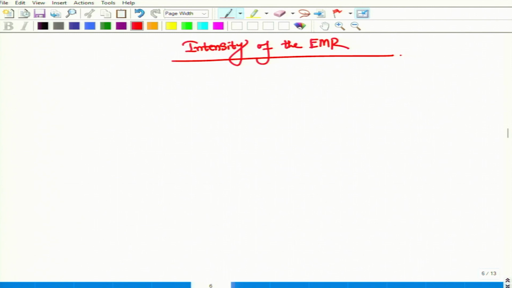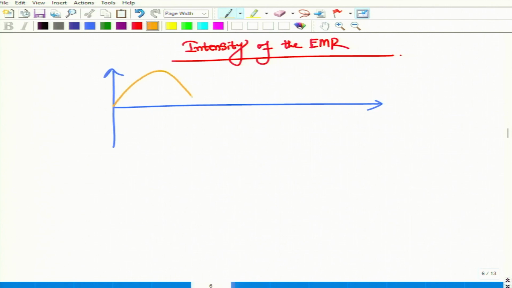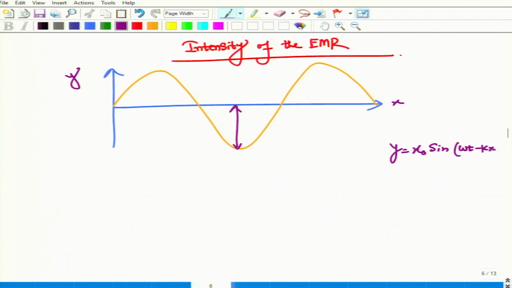Intensity. Let's say we consider a classical mechanical wave or sound wave, if it is a transverse wave, then the wave is like this. Here this is the amplitude. y is some function of x, y should be some amplitude x naught sine omega t minus kx plus phi in general form. So this is the amplitude x naught, right?